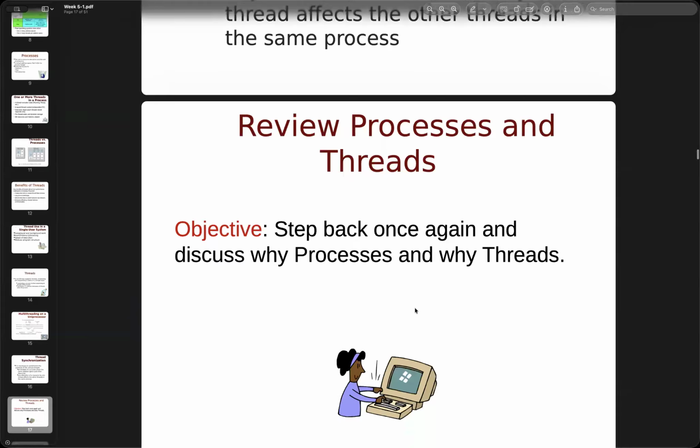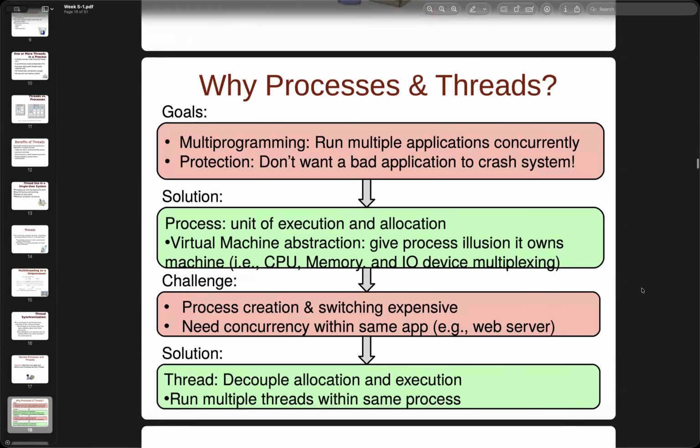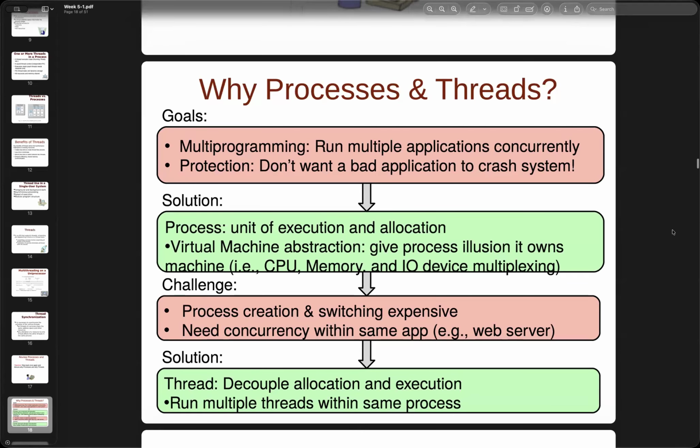Right here, we will go through the resources, and review what a process is, stepping back once again to ask why we have the process. What's our goal? We need to do multi-programming. How can we do it more efficiently? How can we run multiple applications concurrently? This is what we are asking for. We want to run multiple applications concurrently. We don't want to waste time.